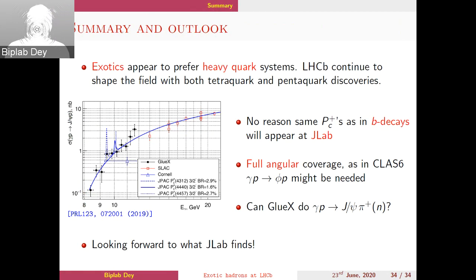Now, this is a very nice plot from GlueX, and we are very interested in what you see. I think there is no real reason that the pentaquarks that we see in J/psi p K will be the same thing as in JLab. And another lesson that I learned from photoproduction is that you really need to look at full angular coverage, at what's going on at the large angles. And maybe GlueX might try even gamma p to J/psi pi and missing neutron, which would allow you to look for isospin partners, neutral pentaquarks, isospin partners of the charged ones. And you might also be able to do tetraquark searches, because now you have J/psi pi.